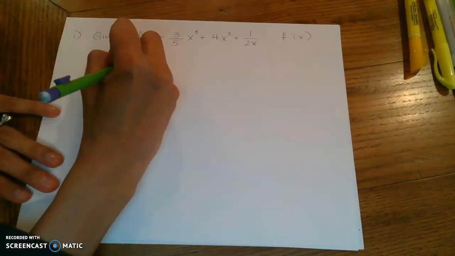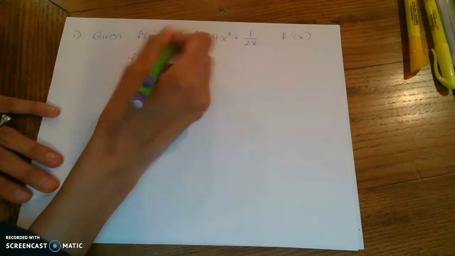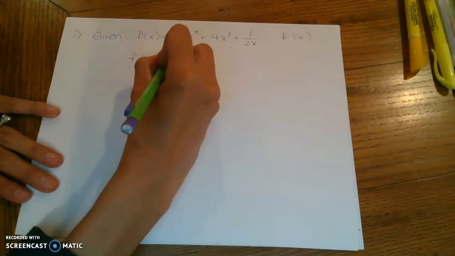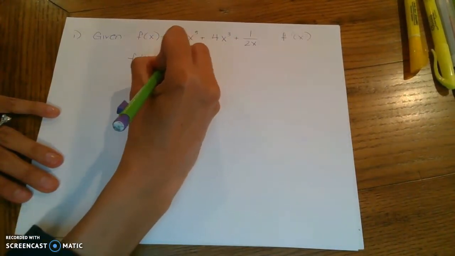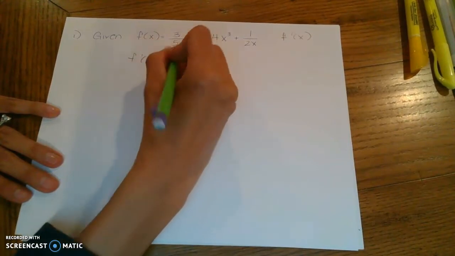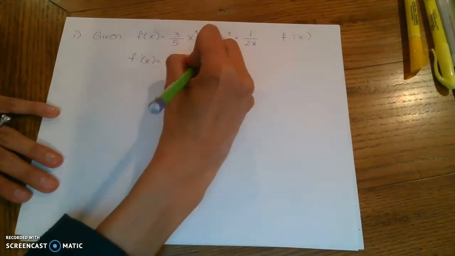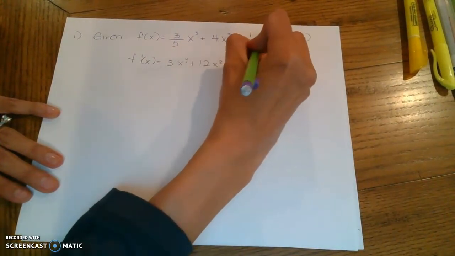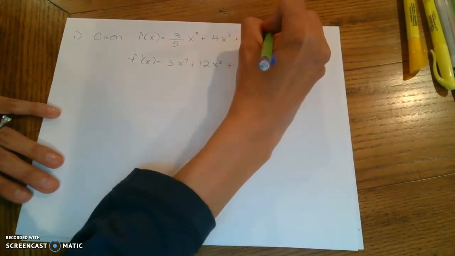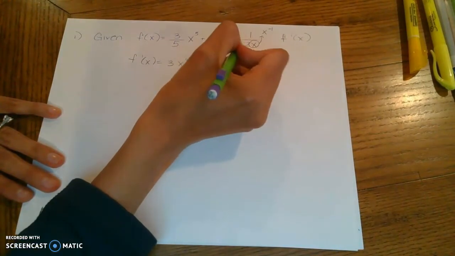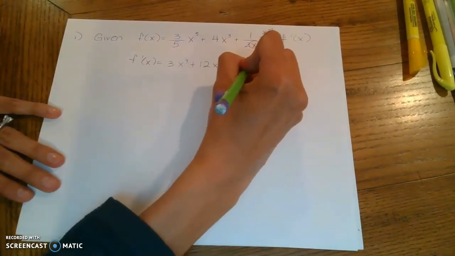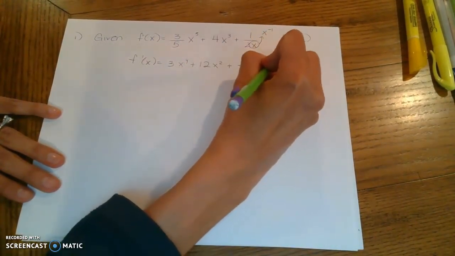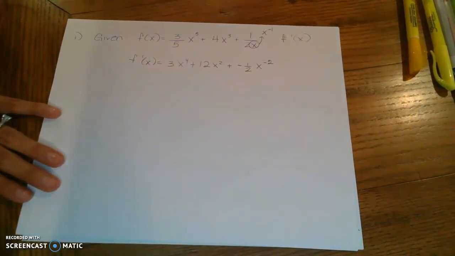Okay, well that's not so bad. You just use the power rule. The 5 comes in front, you get 3 fifths times 5, which is just 3, x to the 4th, plus 12x squared, plus, whoops, I should have brought this up first, x to the negative 1. And then I take that, so it's going to be negative 1/2 x to the negative 2. So that's my first derivative.